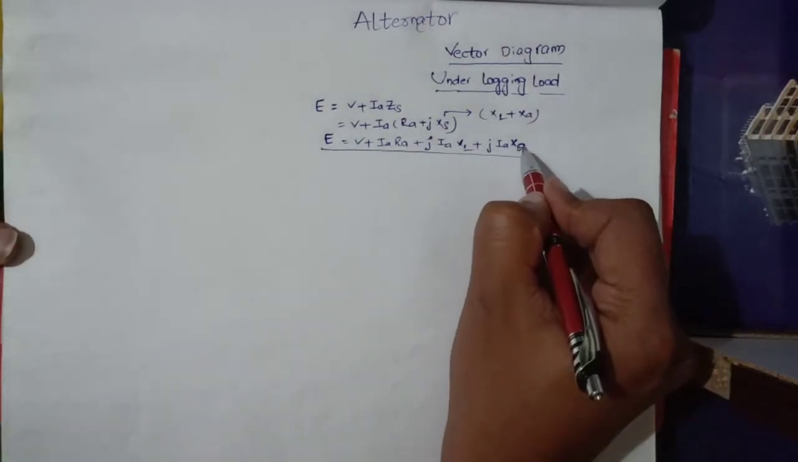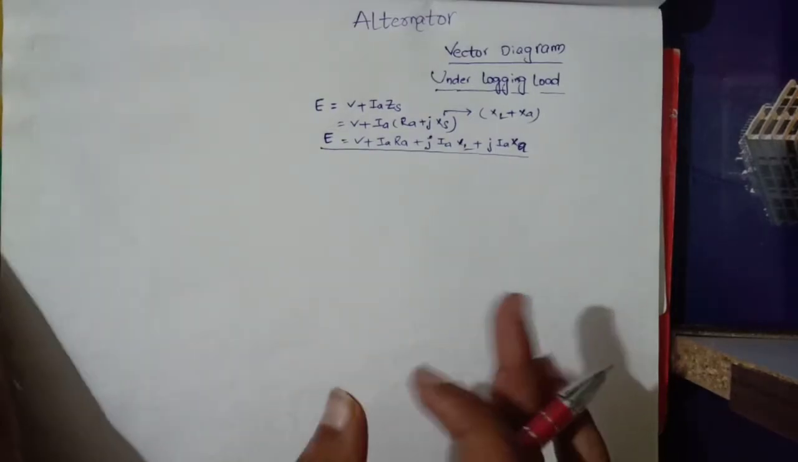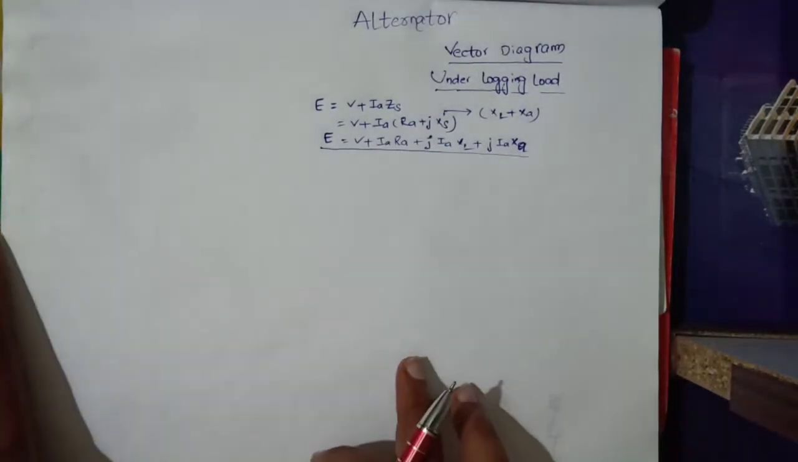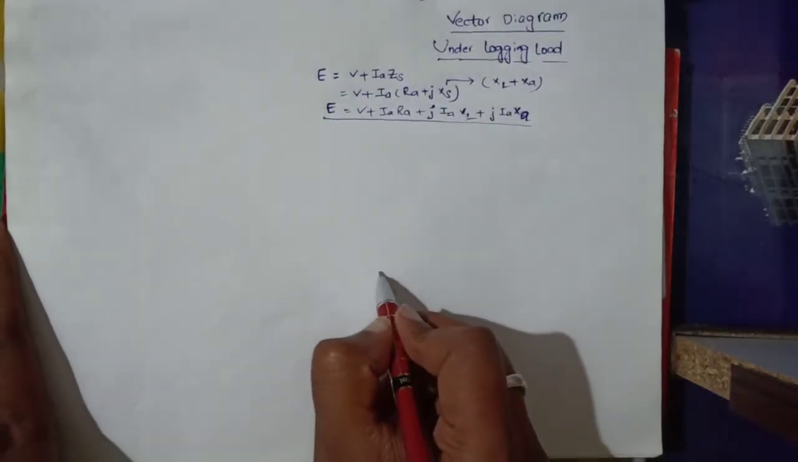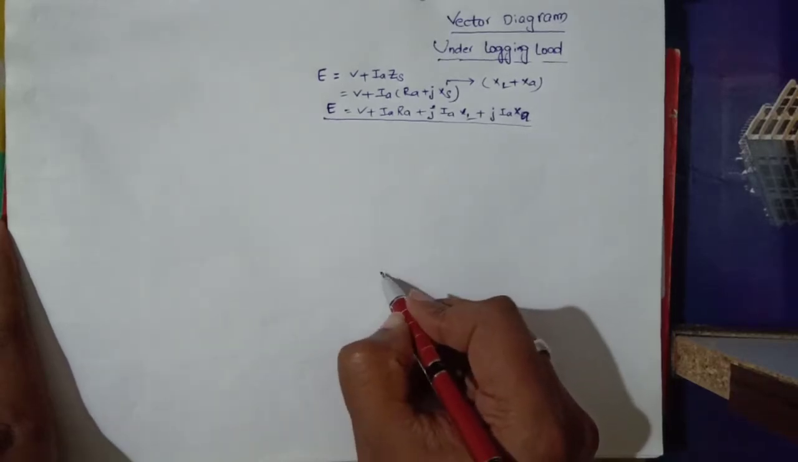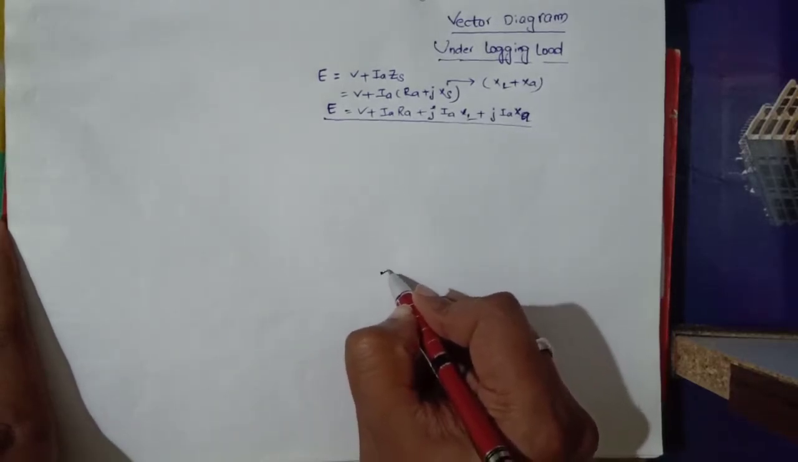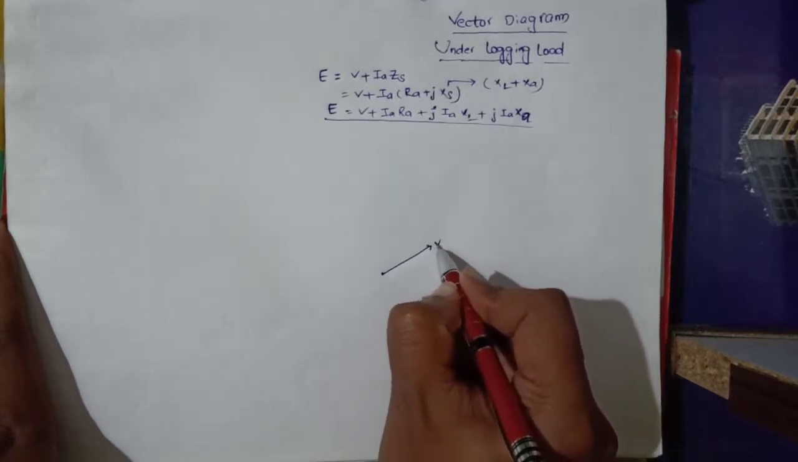This is the armature reactance. I know only this; from this basic equation we'll be drawing the vector diagram. Just listen. First I am taking the voltage vector. This is the voltage vector V.